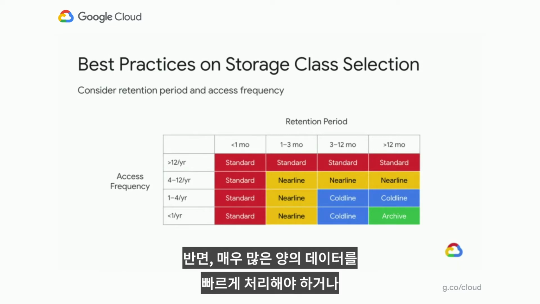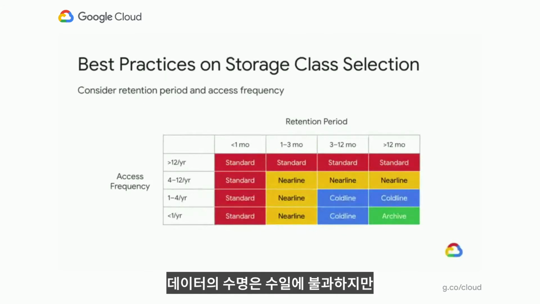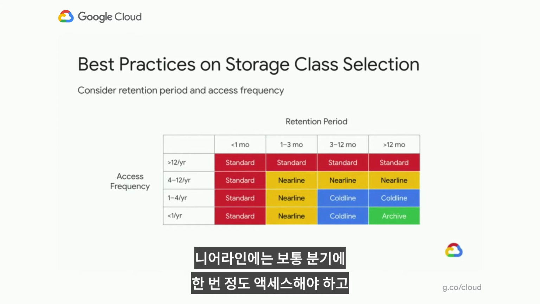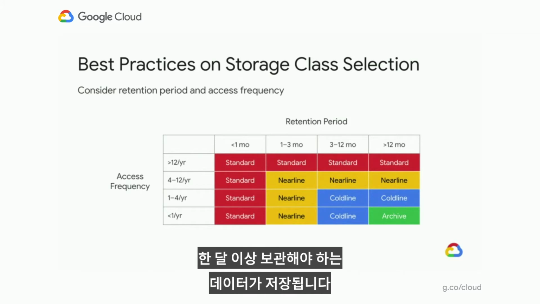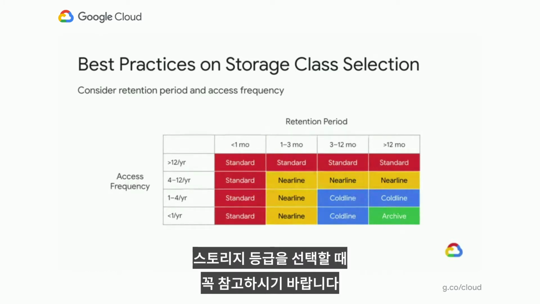But on the other hand, maybe you're doing a really frequently accessed analytics workload where you're churning through a very large amount of data quickly. Maybe your data is only living for a few days, but other objects are staying around for longer. That's where standard comes into play. And then, of course, nearline and coldline are in the middle. Nearline is usually for once a quarter and retained for at least 1 month. Whereas coldline is retained for at least 3 months, and you don't want to access it more than a few times a year. So you can use this as a good benchmark.